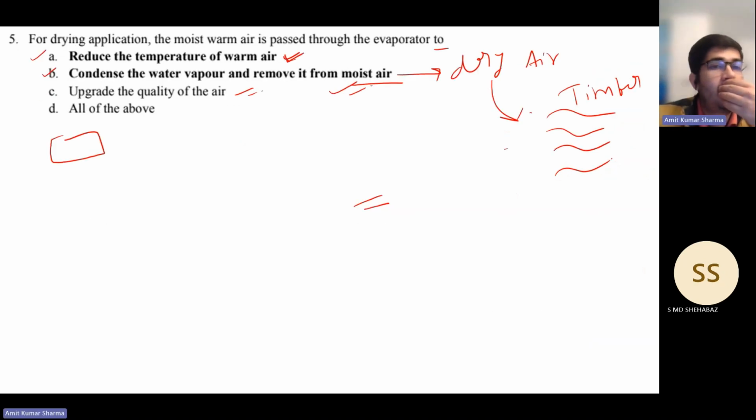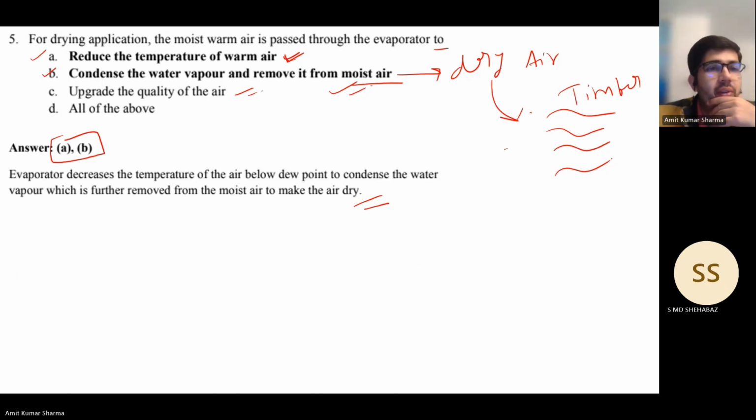For drying application, the moist warm air is passed through the evaporator to reduce the temperature of warm air and to condense the water vapor and remove it from the moist air. So correct options are A and B. The evaporator decreases the temperature of the air below dew point to condense the water vapor, which is further removed from the moist air to make the air dry.